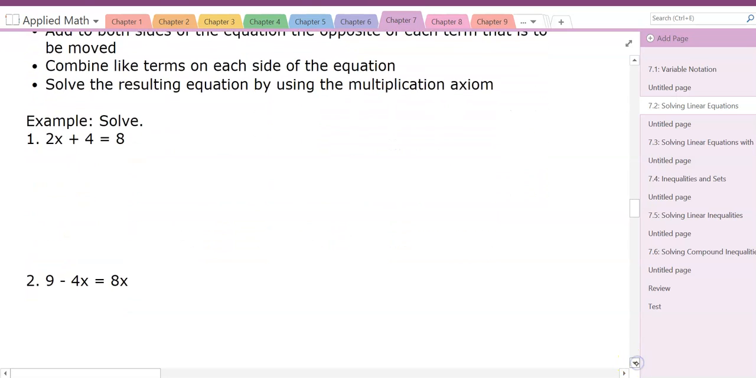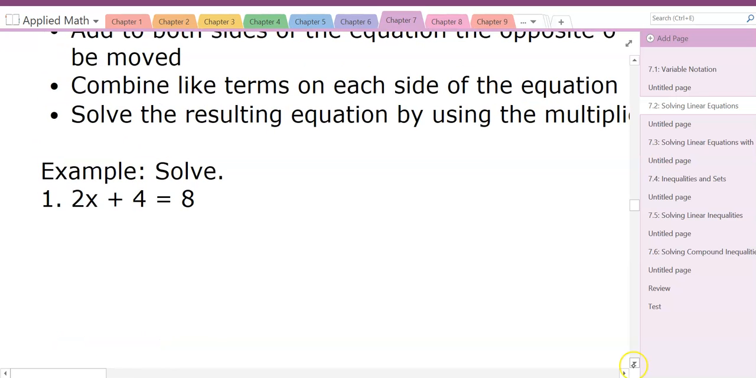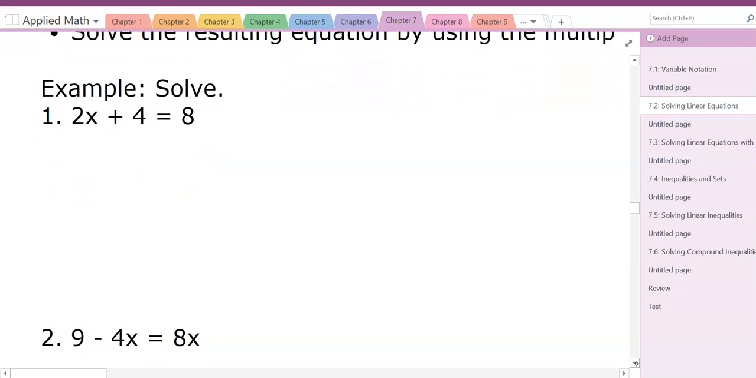This is kind of combining some of the stuff that we've been doing separately. Like earlier, we were doing just one-step equations by just adding or subtracting, just multiplying or dividing. This is starting to combine those. So we have 2x plus 4 equals 8. So the first thing I'm going to do is subtract 4.